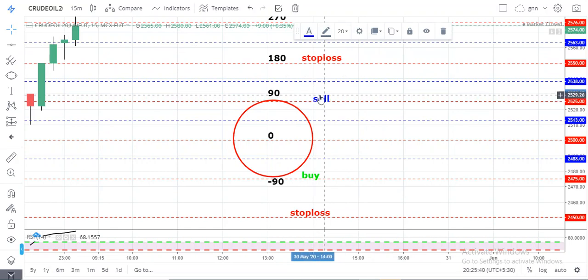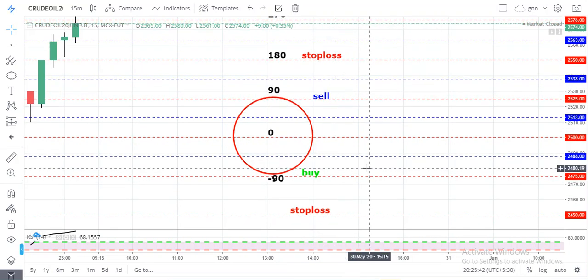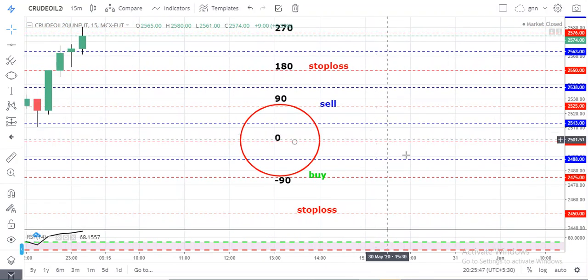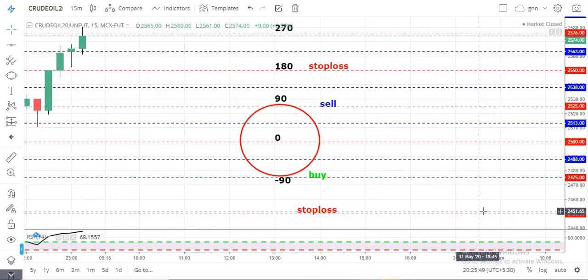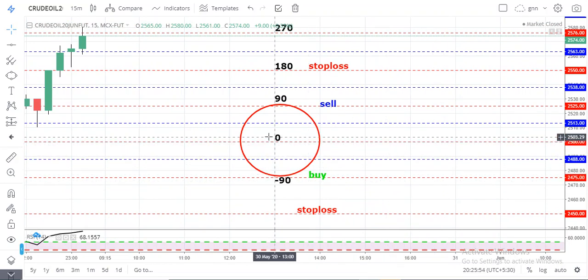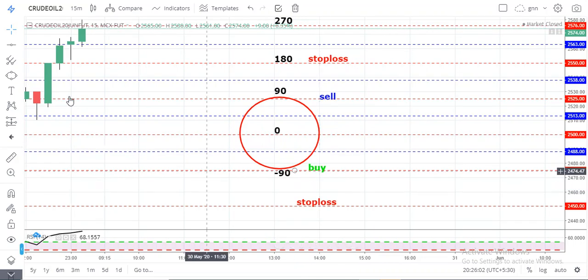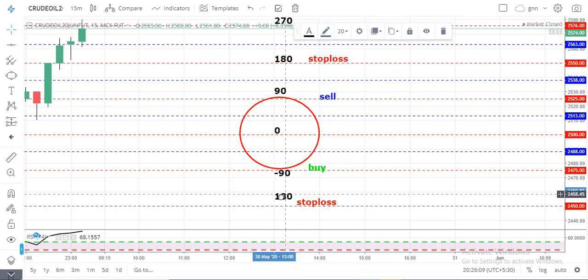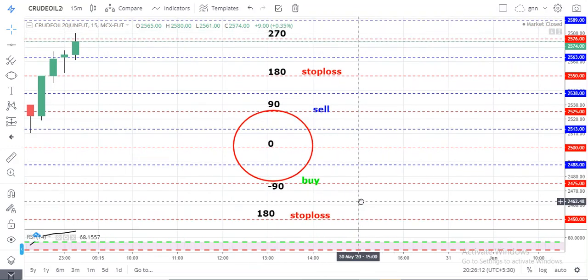Okay. I'm going to sell here and I'm going to buy here. When the market opens in my group, I used to text the zero value. So today my zero value is 2500, which means I have to take a sell entry at plus 90 and a buy entry at minus 90. I have to maintain a stop loss at 180 degree. So sell above the value and buy below the value. This is how I take it.